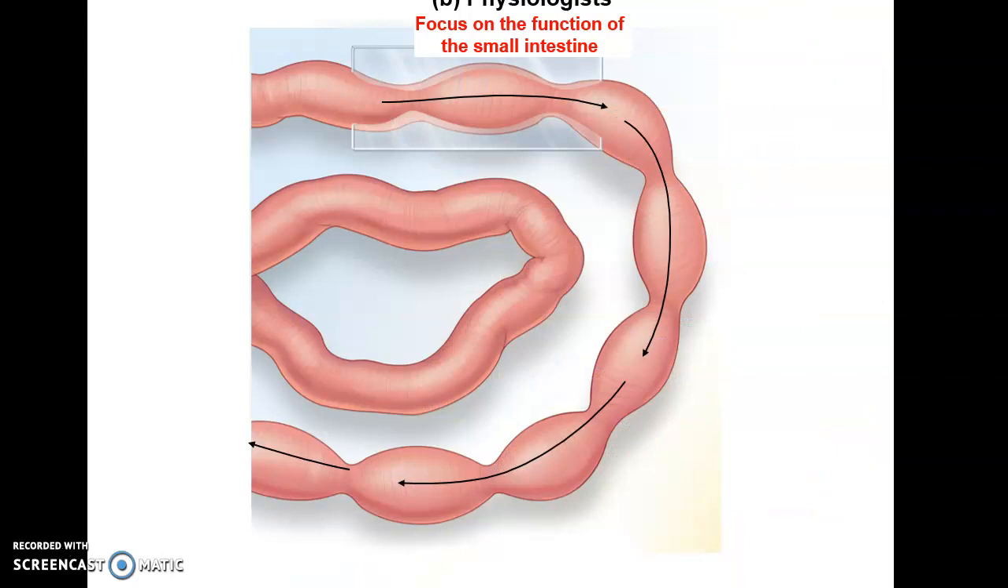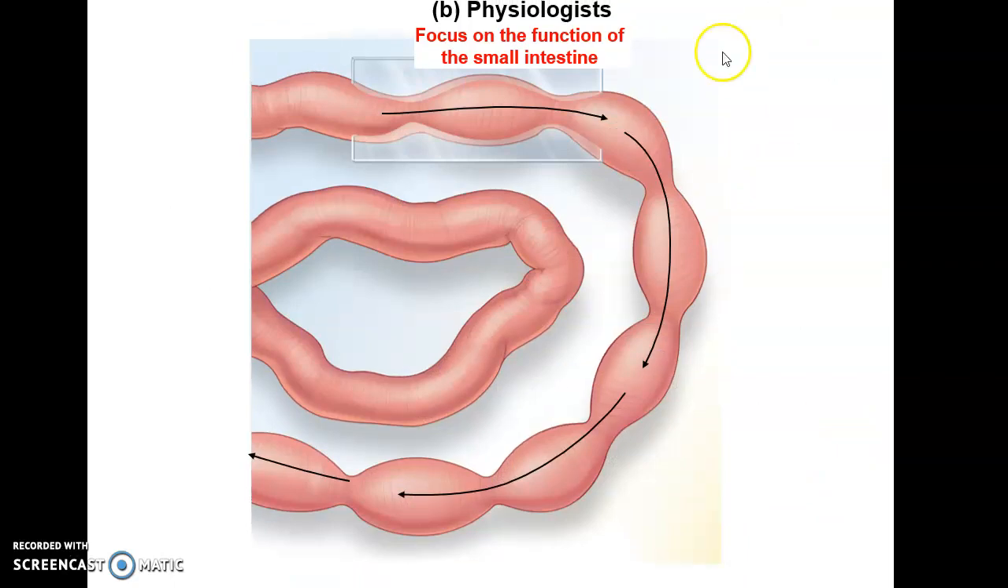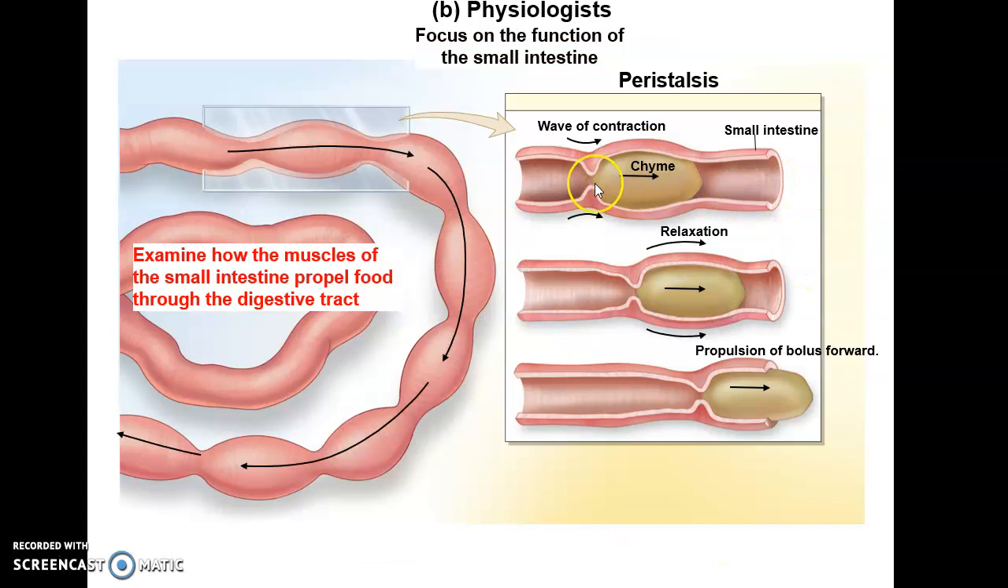The physiologists, on the other hand, would be looking at function. So they would focus on how the intestine is able to move material along its length, what exactly is occurring to allow that process to occur. And in this case, that would be peristalsis. So they could examine the different muscle tissues found in the walls of the small intestine and how they contract both behind the material that's moving through it as well as along the length of where the material is to propel it along the small intestine in one direction primarily.